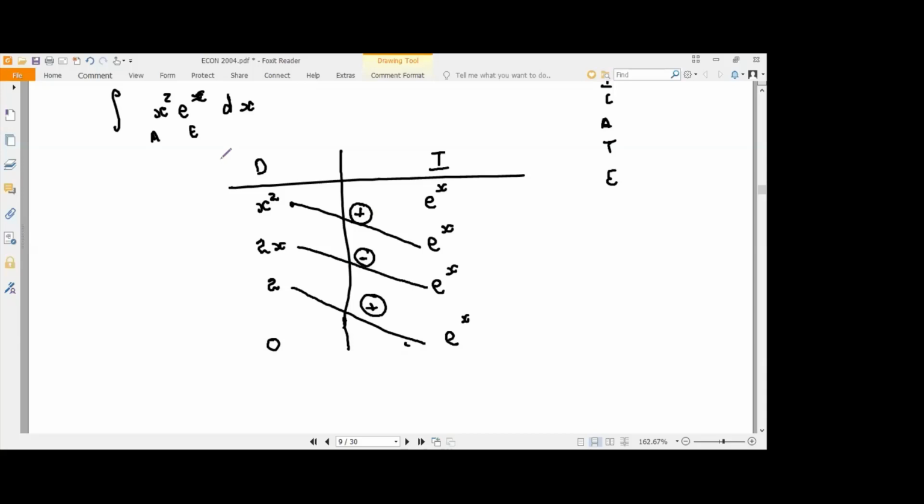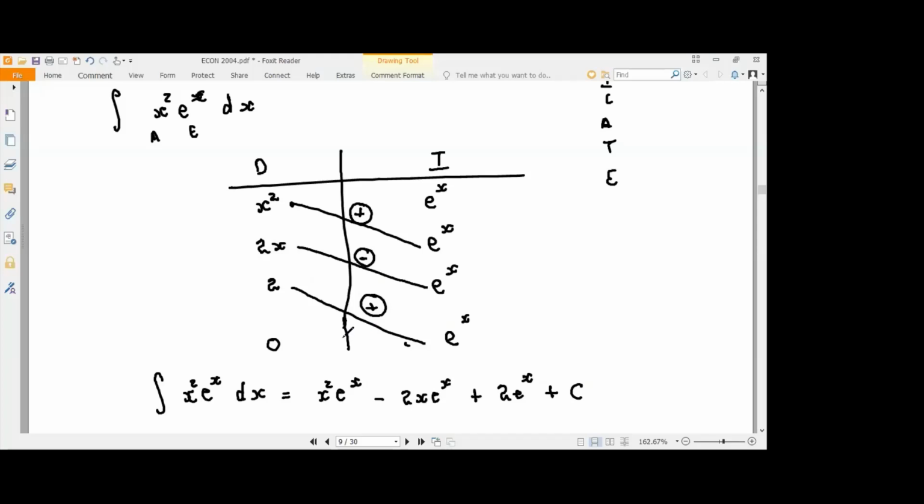Ready? So the answer, using the tabular method, the integral of x squared e to the x dx is actually going to be, so positive of x squared e to the x. Then I'm going to have minus 2x e to the x. Then I'm going to have plus 2e to the x here. Then there's nothing else, so we're just going to drop our constant of integration, which is a plus c.